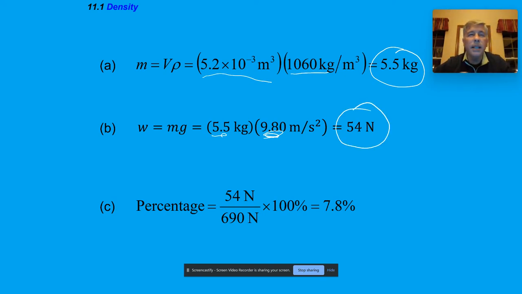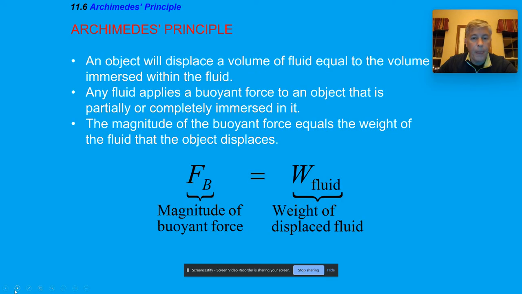54 newtons means that it's going to weigh somewhere about 10 pounds, a little over that, maybe 12 pounds. And then finally, this percentage, we take 54 over 690, and we find out that this person is 7.8% blood. So just a nice little problem dealing with density.